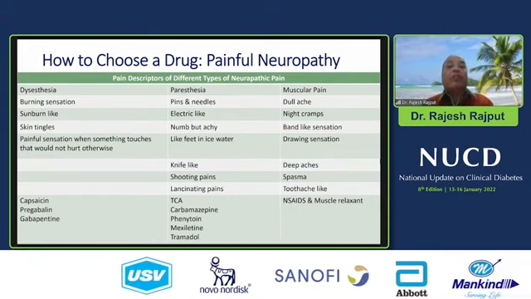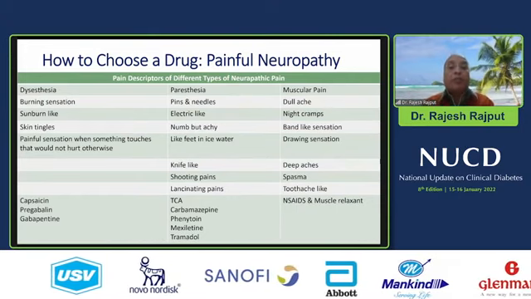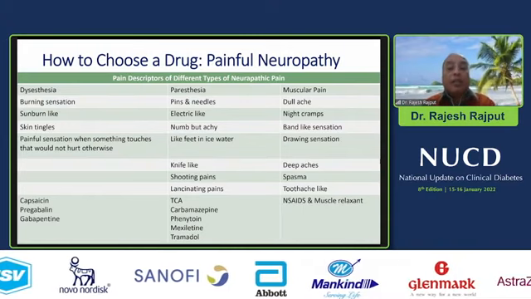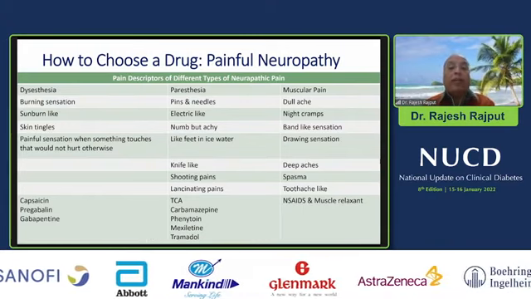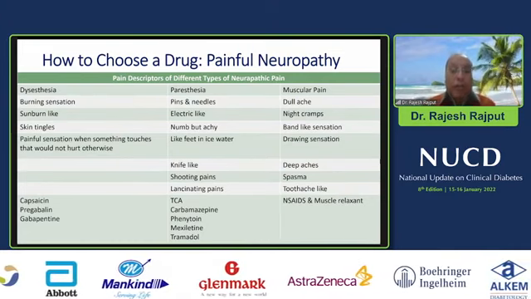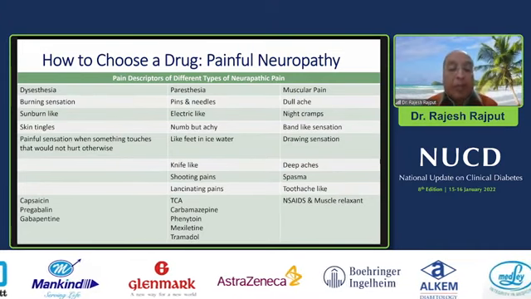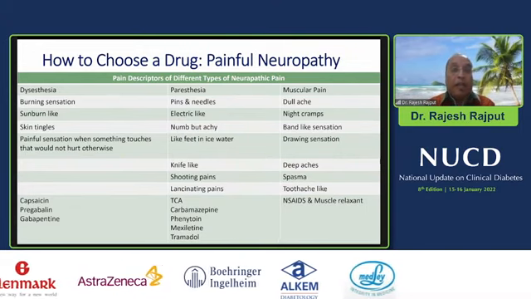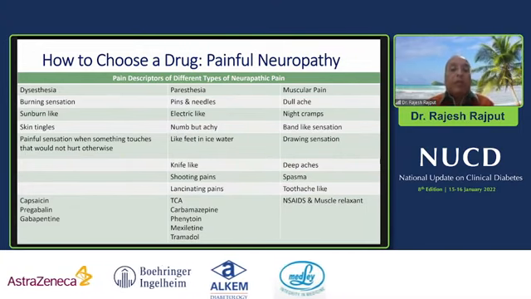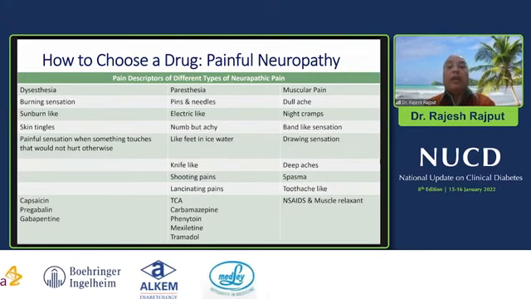If the patient gives a history of paresthesias, which means pins and needles, electric-like sensation, numb but achy, feeling feet like in ice water, knife-like, shooting pain, lancinating pains. In these cases, tricyclic antidepressants like amitriptyline, carbamazepine, phenytoin, mexiletine, and tramadol.